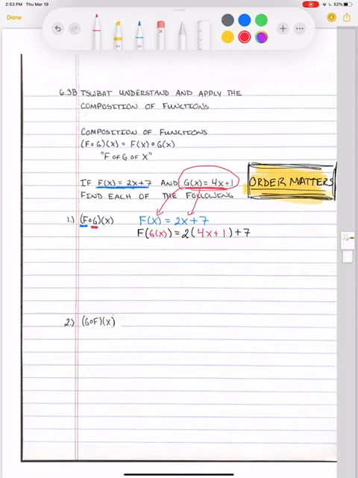So I have f of g of x equals 8x plus 2 plus 7. From here, I'm just going to combine my like terms, and I have f of g of x equals 8x plus 9.